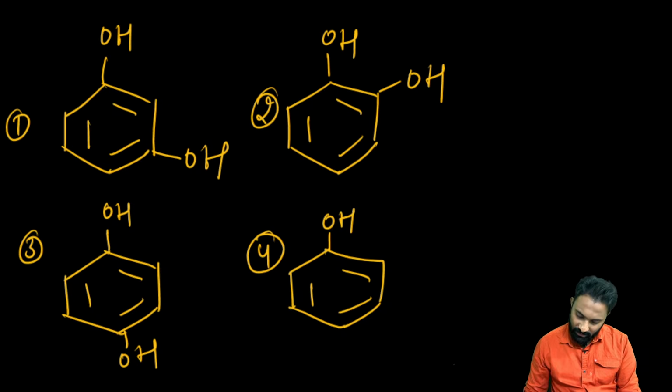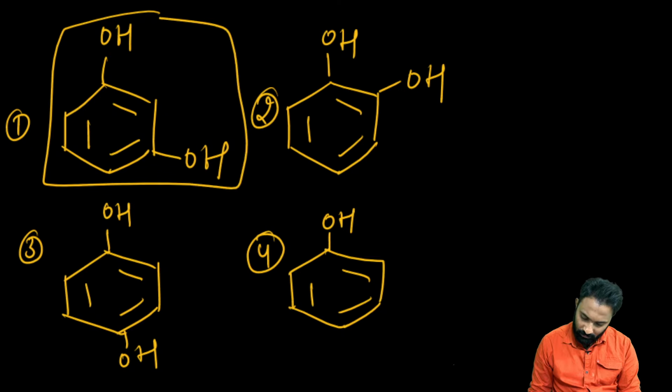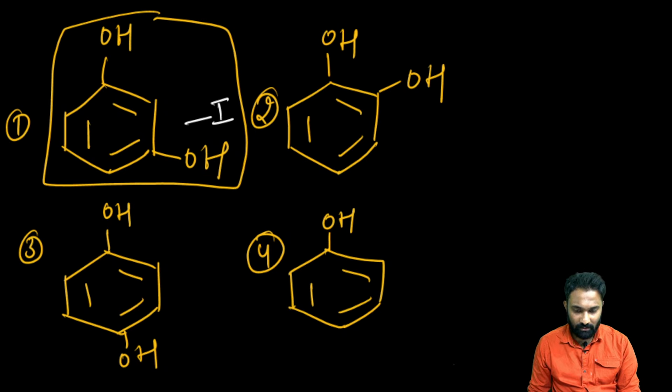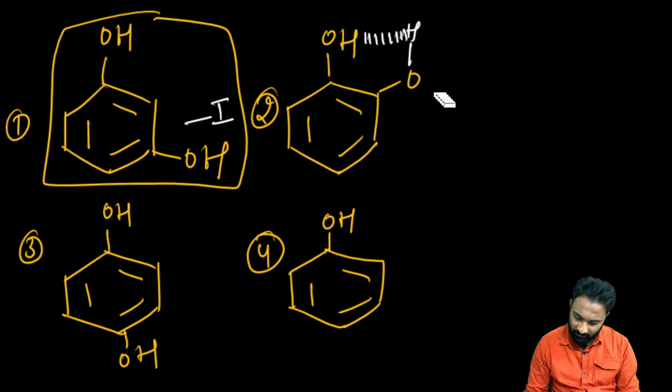Now here first this is minus I effect. This is minus I effect. But here due to the presence of hydrogen bonding, it stabilizes the phenoxide ion. In 2 there will be hydrogen bonding. Clear? This is normal minus I effect. One is more acidic.